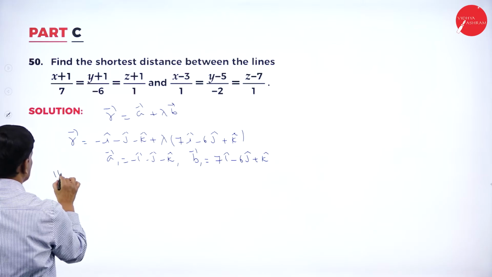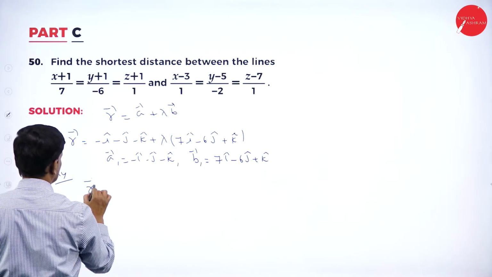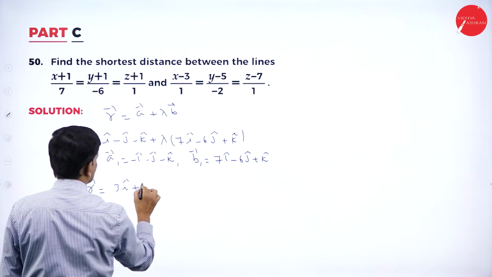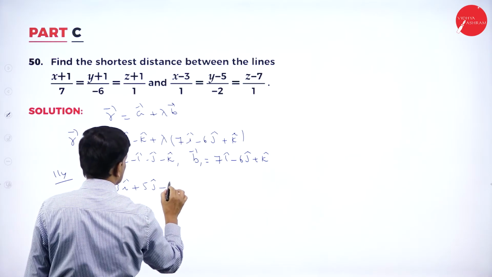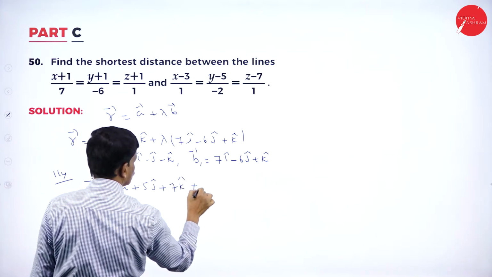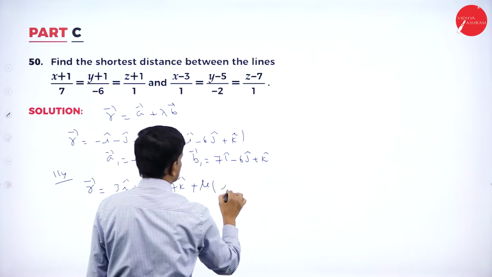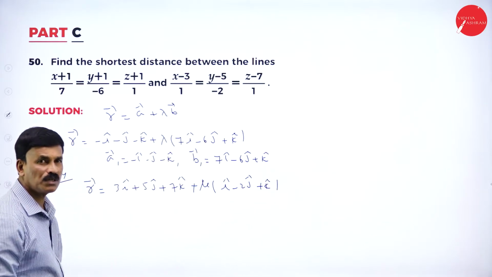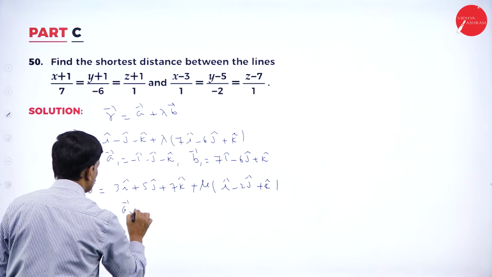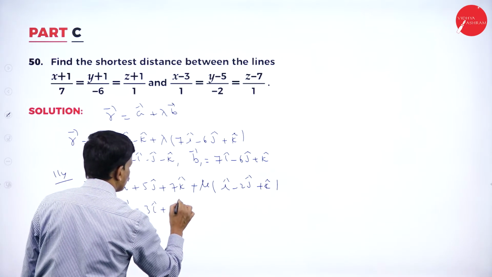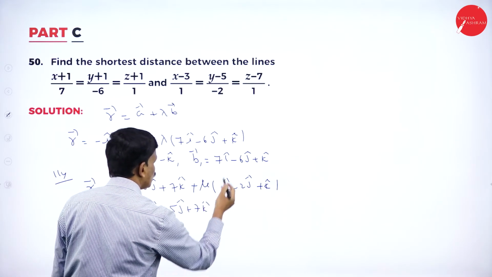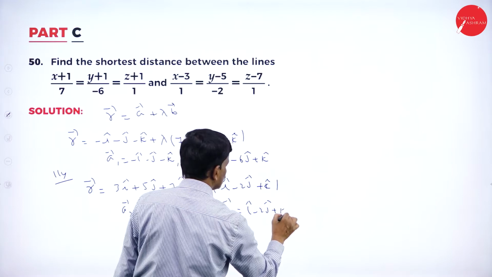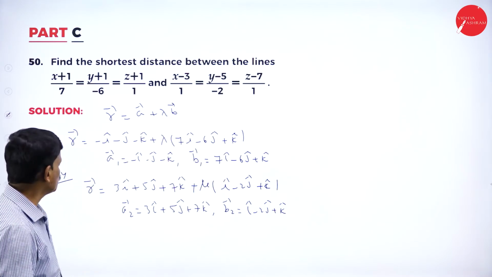Similarly, come to the second equation. Similarly, this can be written as vector r is equal to a, where a is 3i plus 5j plus 7k, plus mu into i minus 2j plus k. Now if we compare, this is of the form a plus mu into b. So you can write a2 is equal to 3i plus 5j plus 7k, and vector b2 is equal to i minus 2j plus k. That's it. a1, b1, a2, b2.